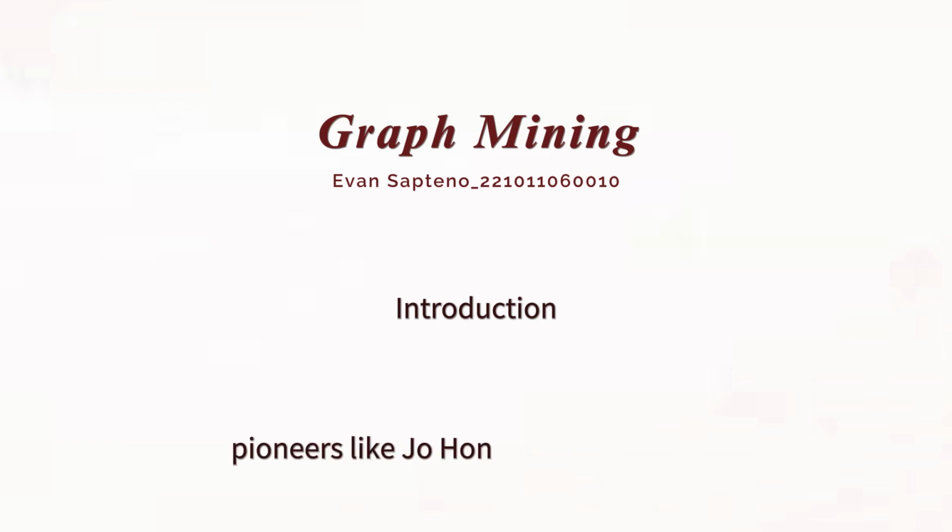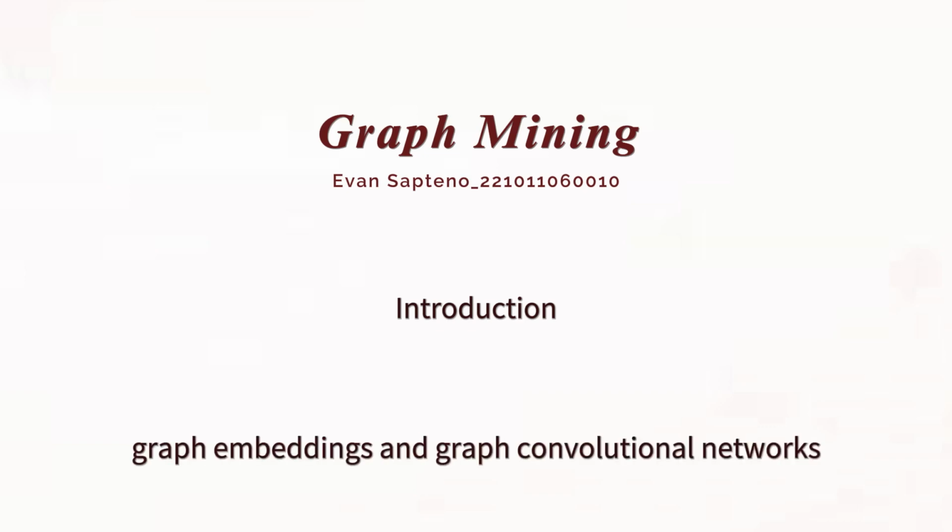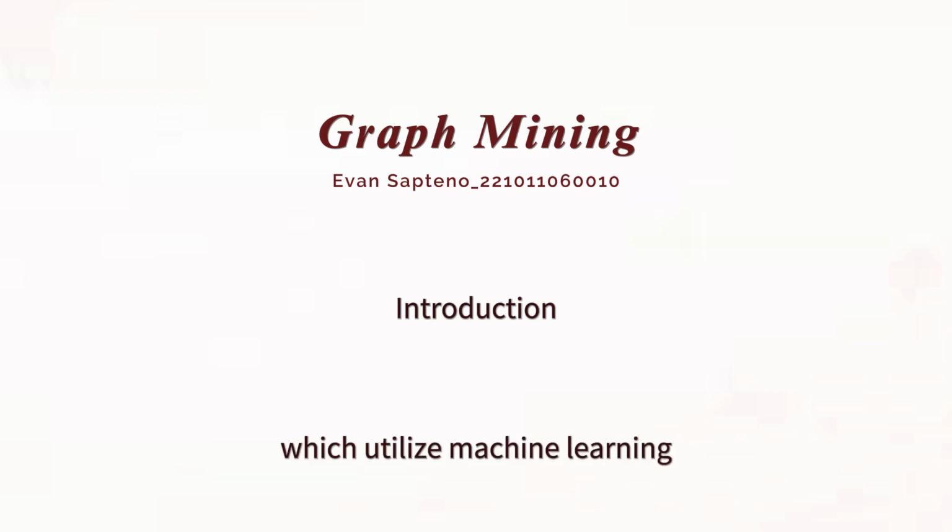Pioneers like Jiawei Han, Christos Faloutsos, and Michalis Faloutsos laid the foundation for essential algorithms and approaches in graph mining. Early methods, such as frequent subgraph mining and graph clustering, evolved into advanced techniques like graph neural networks, graph embeddings, and graph convolutional networks, which utilize machine learning and deep learning to model complex graph structures and generate informative representations.